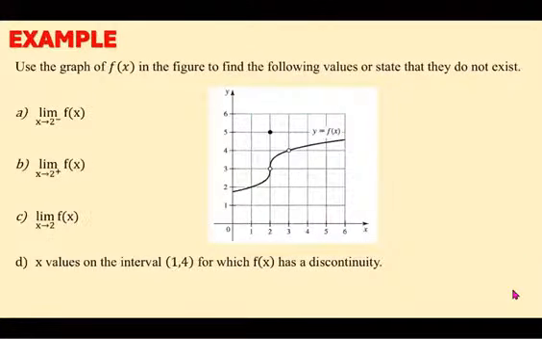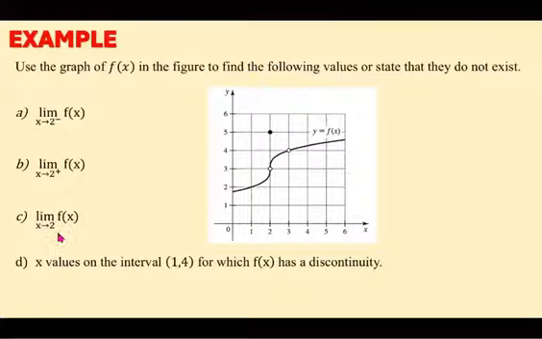Okay, here is the second example, which is similar to the first one. Use the graph of f of x. Here is the graph of the function y equals f of x. In the figure, find the following values or state that they do not exist. The first one is we have to find the limit as x approaches 2 from the left, b, limit as x approaches 2 from the right, and then we have to find the limit as x approaches 2 from both sides.